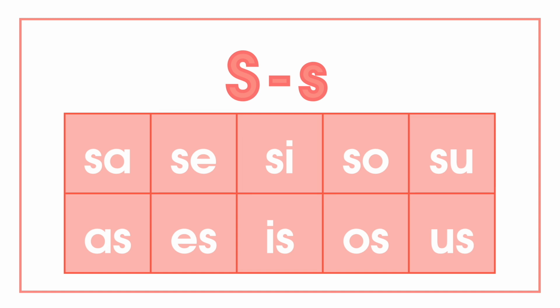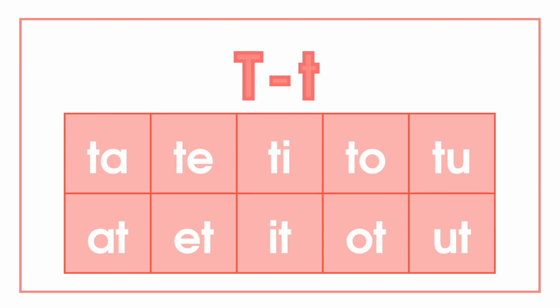Let's continue with the sound s. These syllables are read as follows: sa, se, si, so, su, as, es, is, os, us. Let's continue with the sound t. These syllables are read as follows: ta, te, ti, to, tu, at, et, it, ot, ut. This sound in Spanish is also interdental.